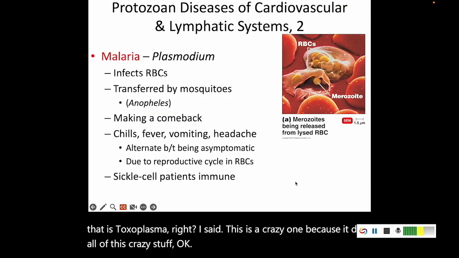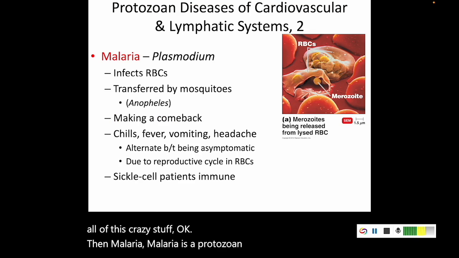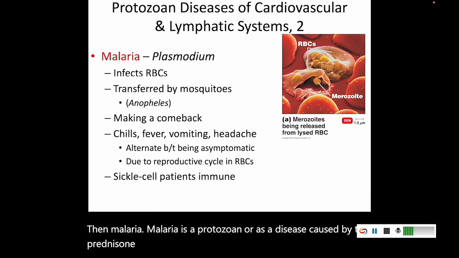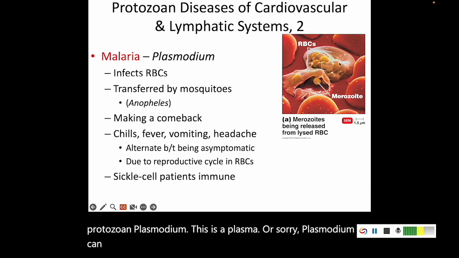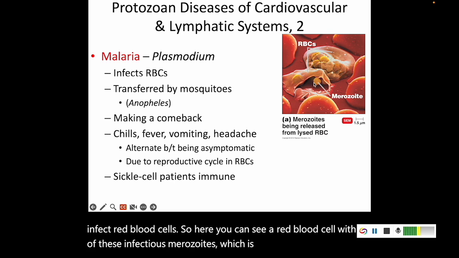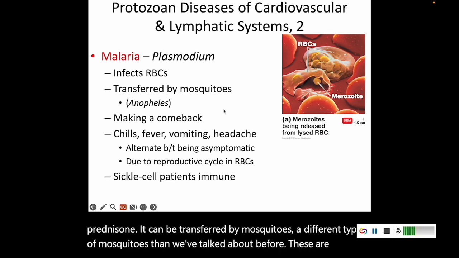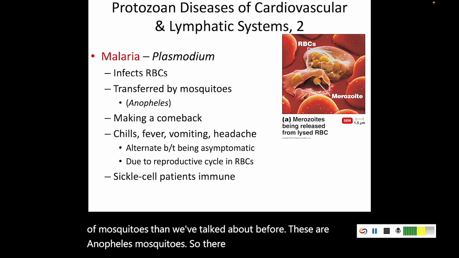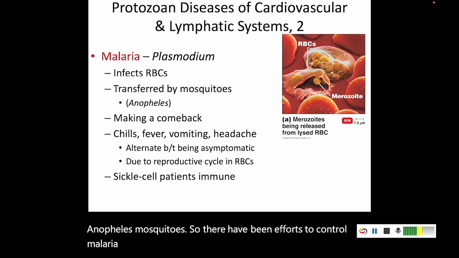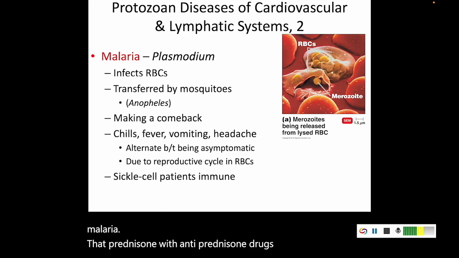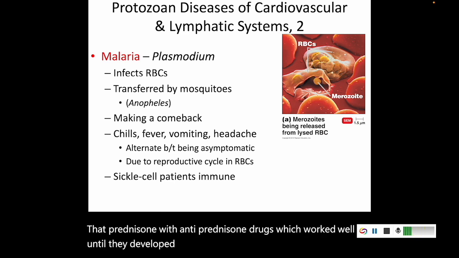Then malaria. Malaria is a disease caused by the protozoan Plasmodium. Plasmodium can infect red blood cells. So here you can see a red blood cell with all of these infectious merozoites, which is a life stage of the protozoan. It can be transferred by mosquitoes, a different type of mosquito than we've talked about before. These are Anopheles mosquitoes. So there have been efforts to control malaria, the protozoan, with antiprotozoan drugs, which worked well until they developed a resistance to it.